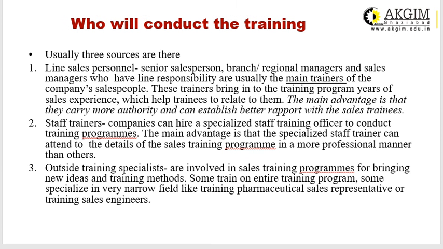Then you have to decide who will conduct the training. Usually three sources are there. First is line sales personnel, or you can say the senior salesperson, the branch or the regional managers, and the managers who have line responsibility are usually the main trainers of the company salespeople. These trainers bring into the training program years of sales experience, which helps the trainees to relate to them. So the main advantage is that they carry more authority and can establish a better rapport with the sales trainees.